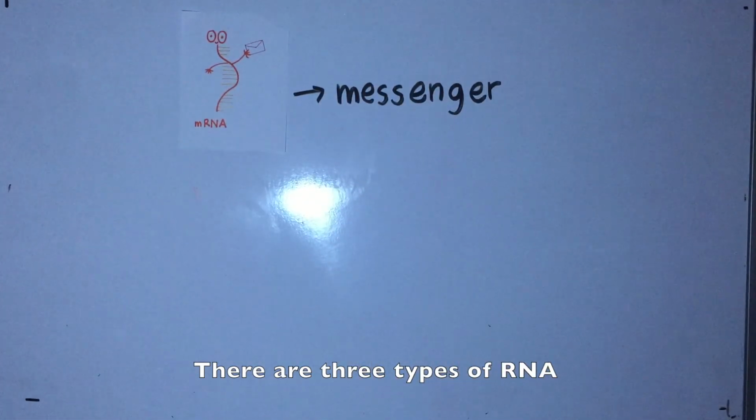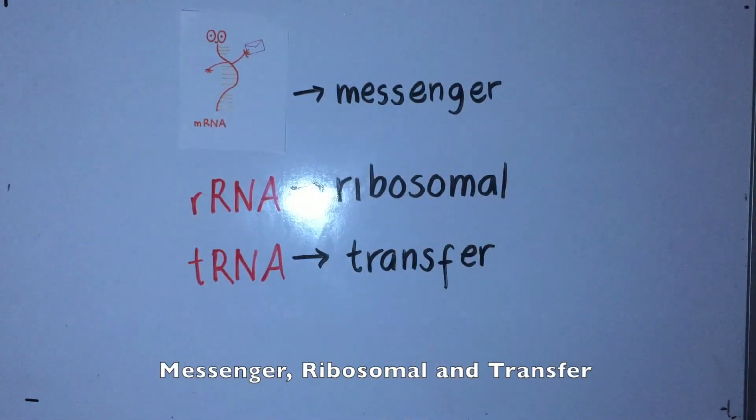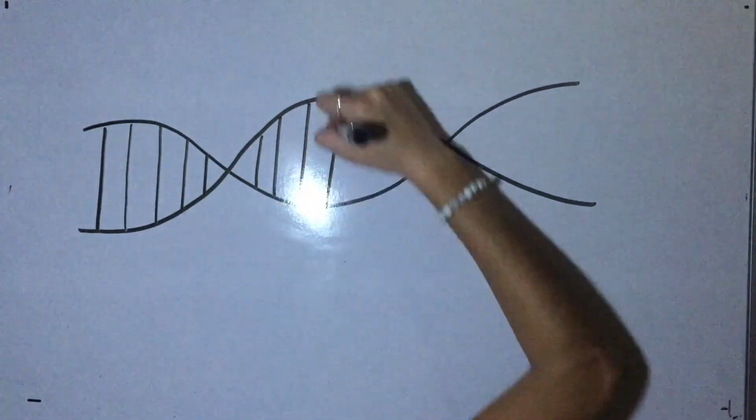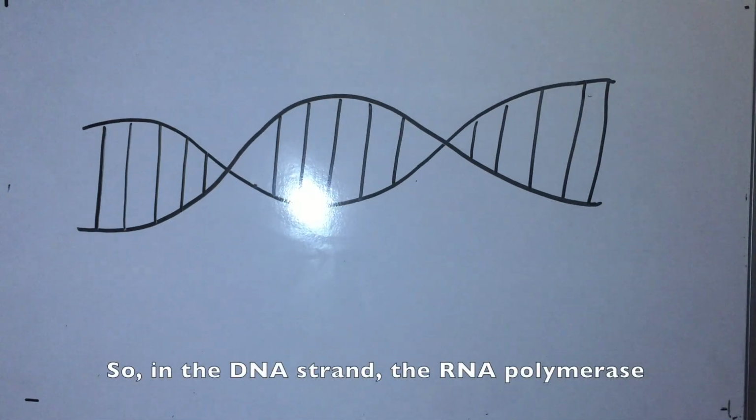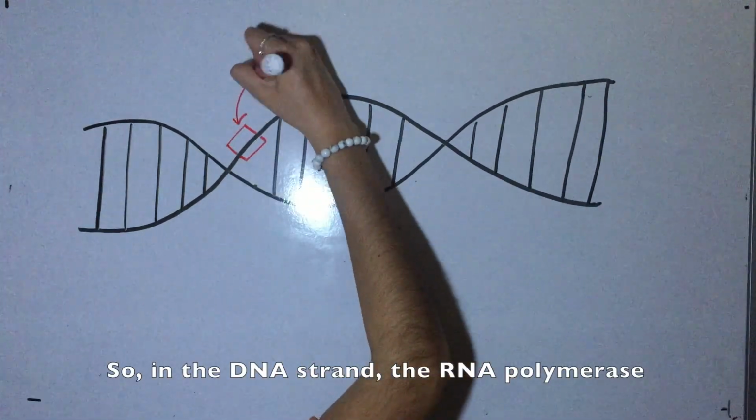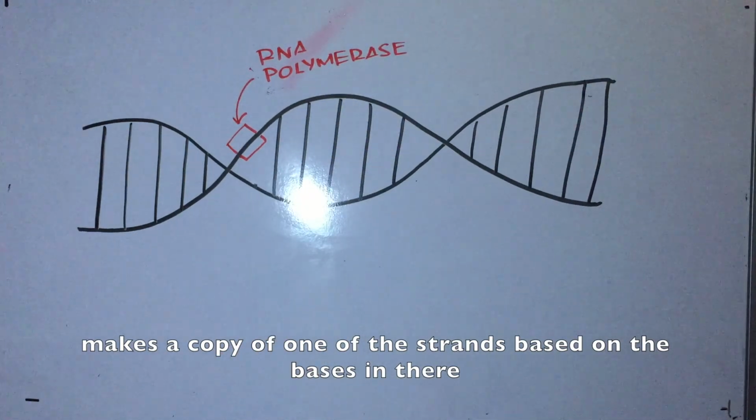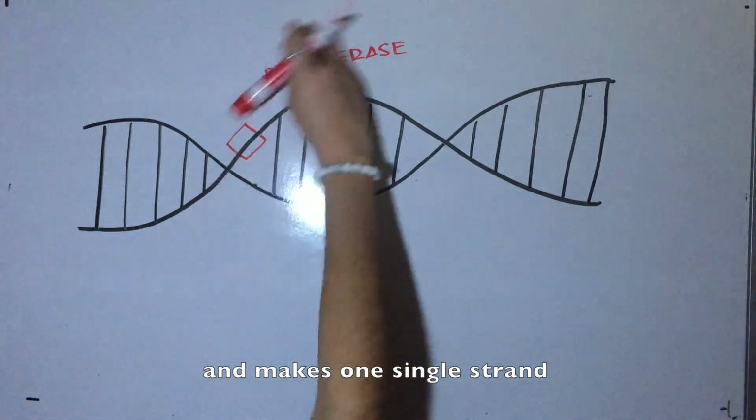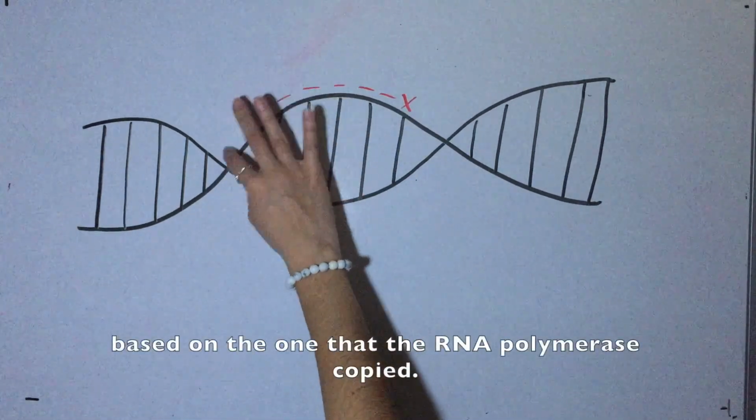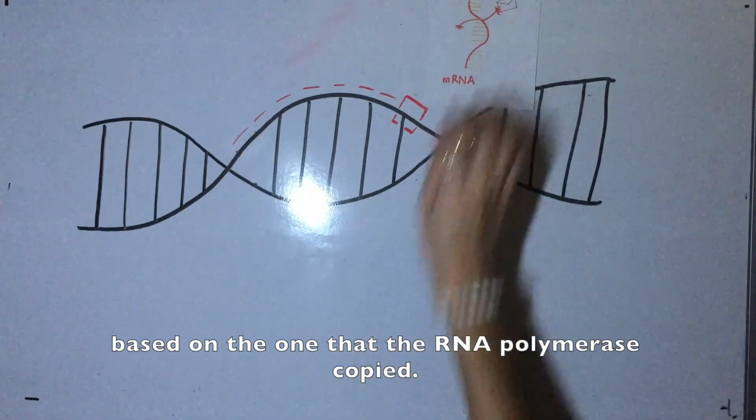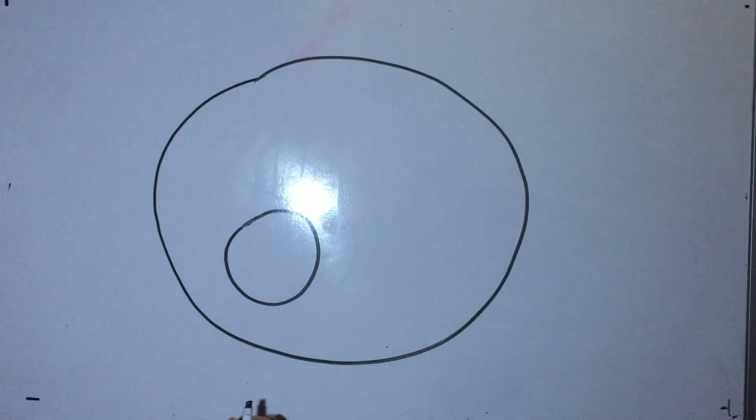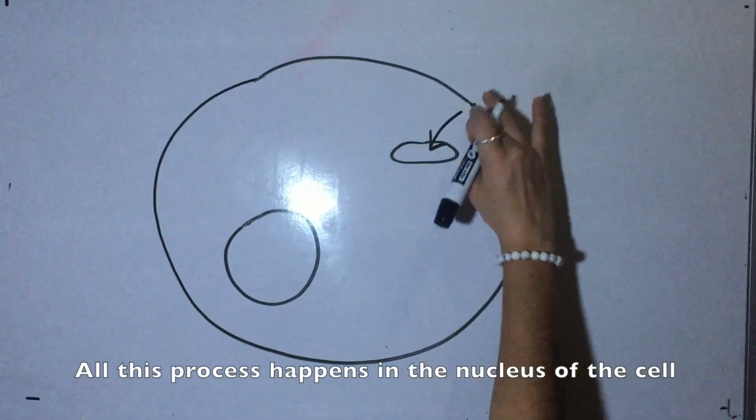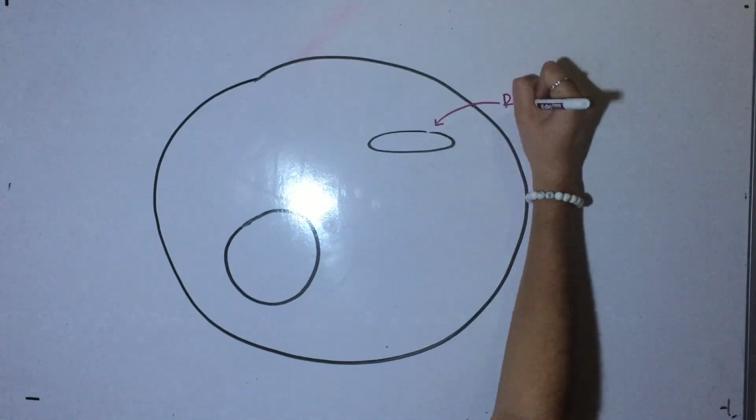There are three types of RNA: messenger, ribosomal, and transfer. On the DNA strand, the RNA polymerase makes a copy of one of the strands based on the bases in there, and makes one single strand. All this process happens in the nucleus of the cell.